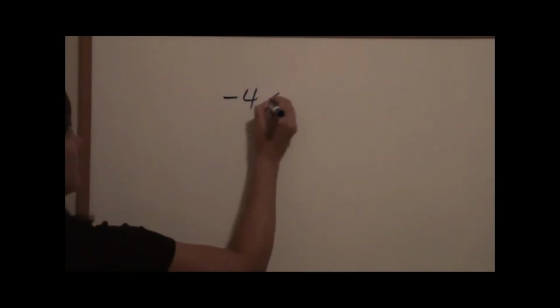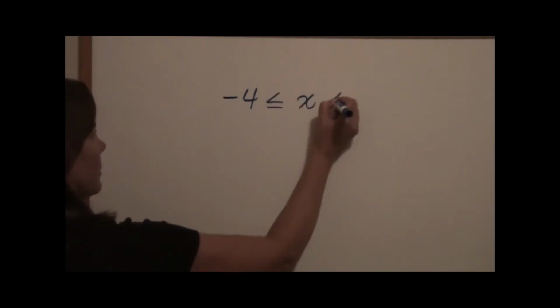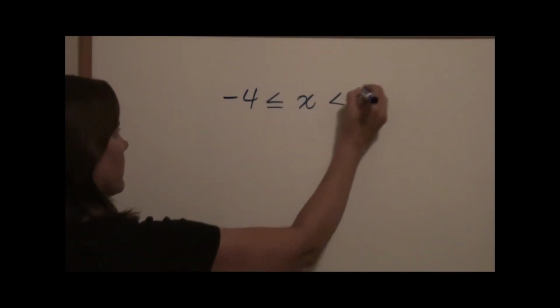Alright, let's take a look at one that's a little different. If we look at something that's -4 is less than or equal to x, which is less than 0.